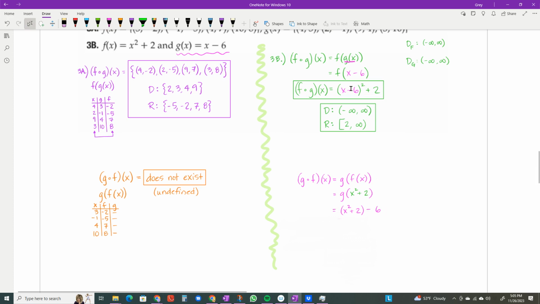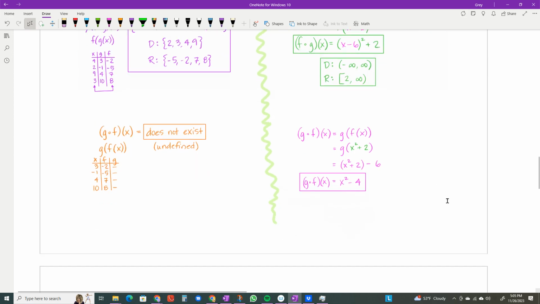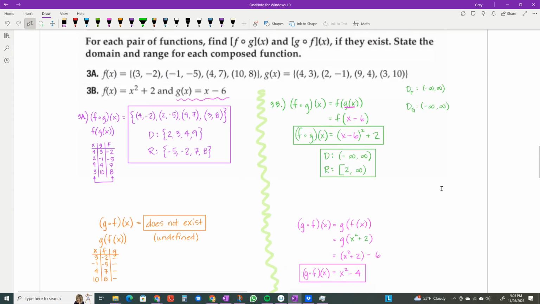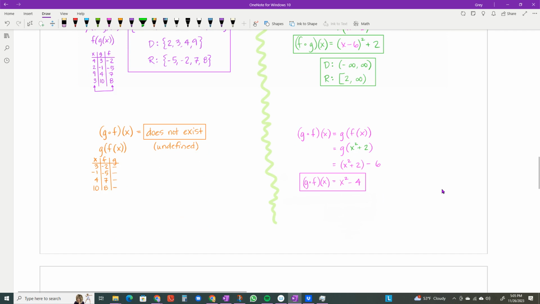I would have to multiply that out, and you can do that if you want to, but you don't have to because that's an acceptable form of the equation. But here, I can combine the 2 and the negative 6 easily. So this would simplify to x squared minus 4. Okay, so that is what it looks like. And our domain, remember our inside was still all real numbers, so my domain is still going to be all real numbers.